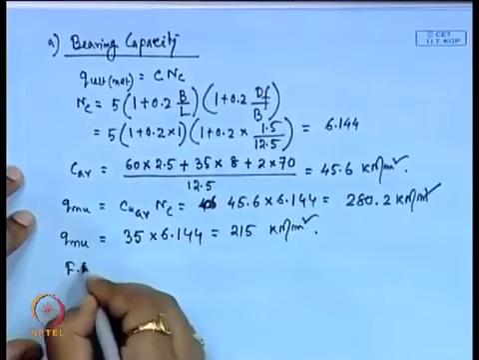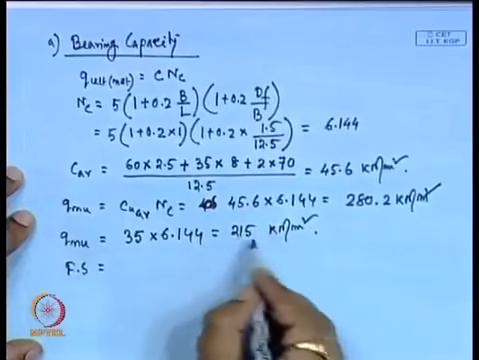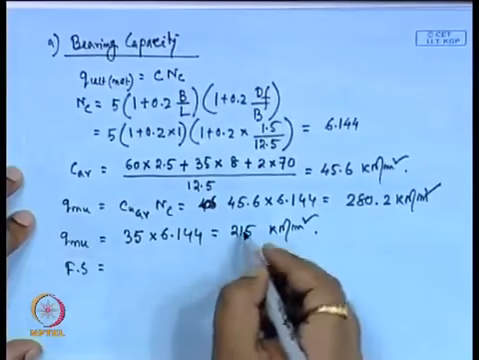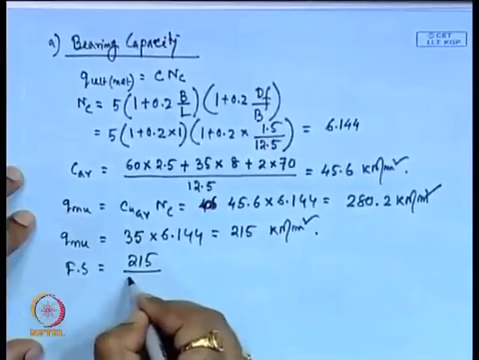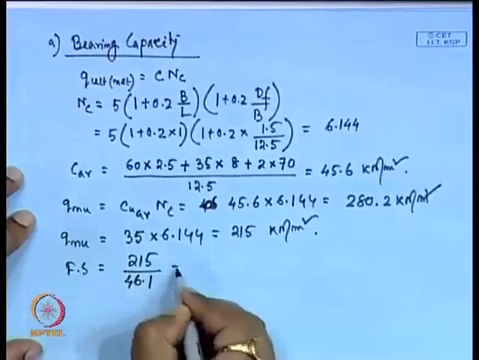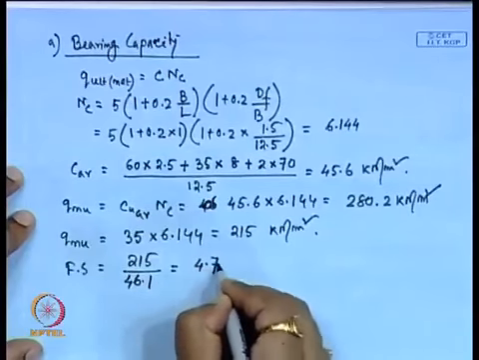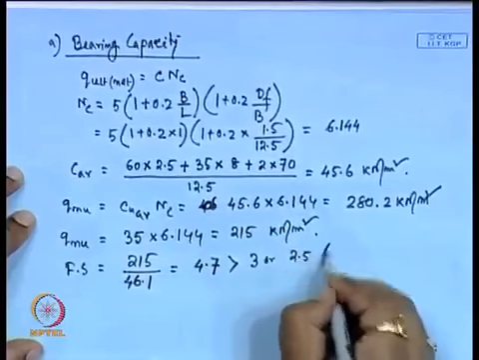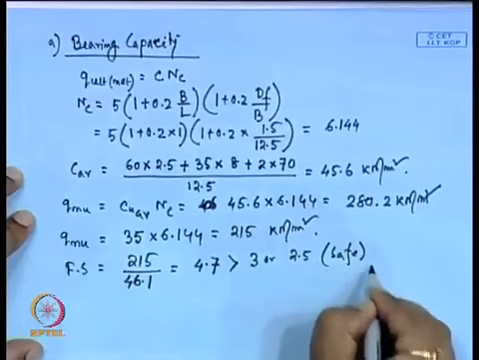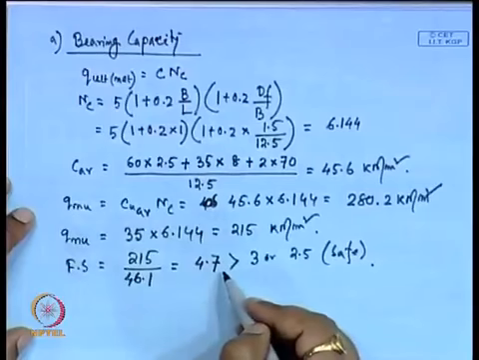So, for the factor of safety, we are taking the minimum one, that is, we are choosing this one, 215, and the loading intensity is 46.1. So, this is 4.7, which is greater than 3 or 2.5. So, this is safe, but it is over safe.